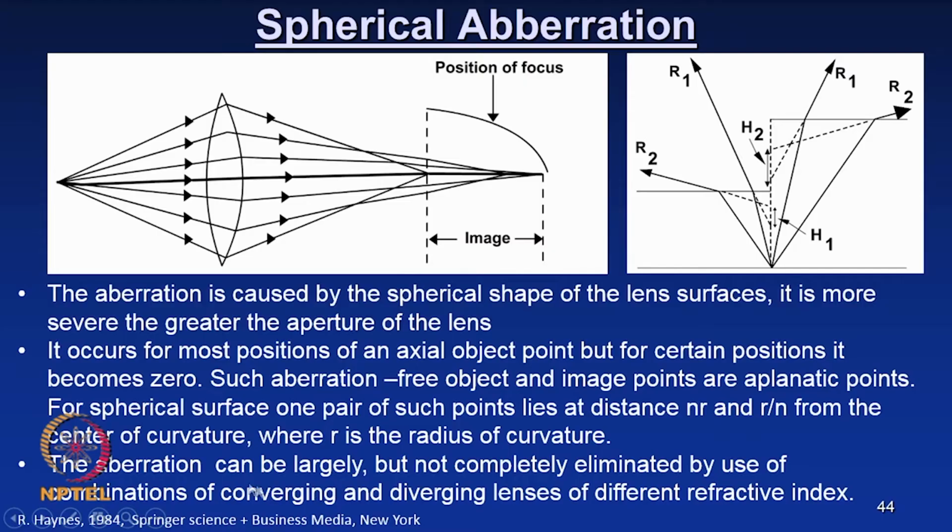So, this aberration can be largely but not completely eliminated by use of combinations of converging and diverging lenses of different refractive index. We will see that in detail when we complete all the definitions of the defects, and then we will see how it can be overcome by the combinations of different lenses which have different optical characteristics.